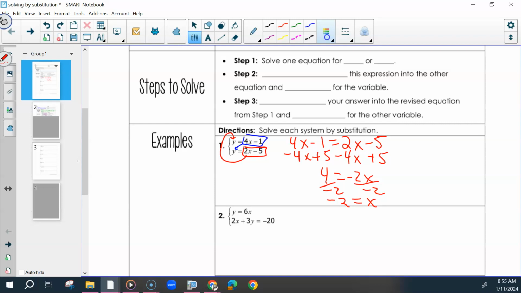But because we're dealing with systems of equations, that isn't our final answer. In order for us to have a solution, it needs to have x and y. So we have to go back and type y. By putting this value into one of these two equations, it does not matter which one. So let's say I did the first one. We have y equals 4 times negative 2 minus 1. And then I could simplify that and figure out what y is.